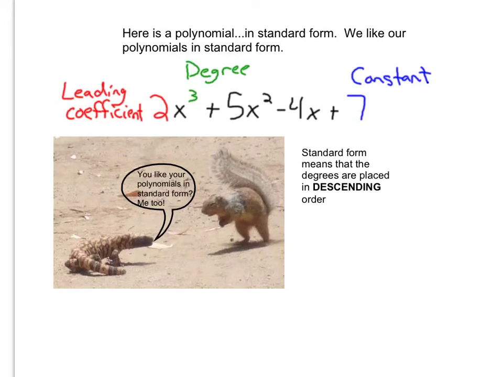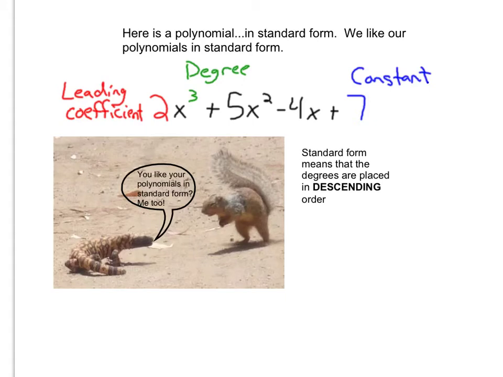So again, review of that. A polynomial is multiple terms added together. Now obviously there's a subtraction sign here, but we can always change that to addition. So again, multiple terms added together. That's a polynomial. And the leading coefficient is the coefficient of the highest degree. And again, degree is the highest exponent. So this polynomial has a degree of 3.